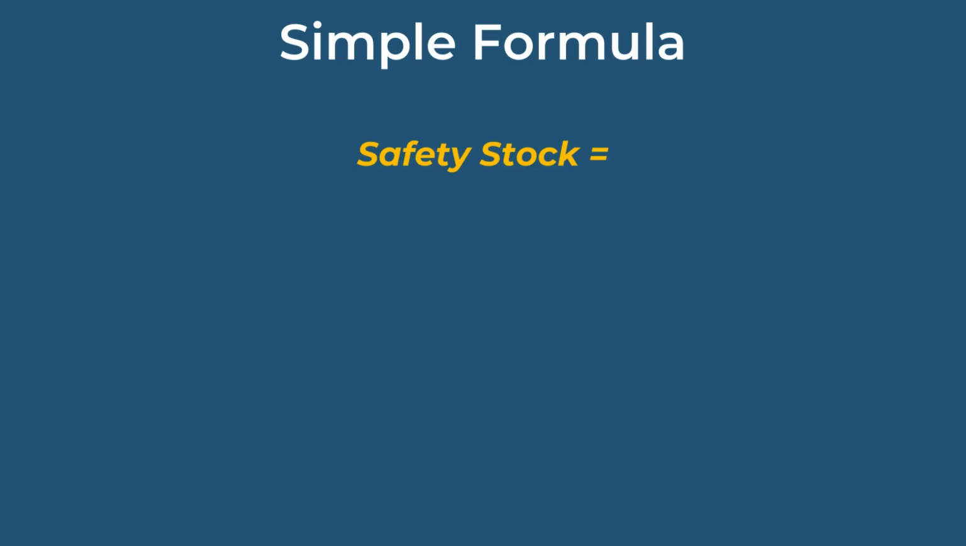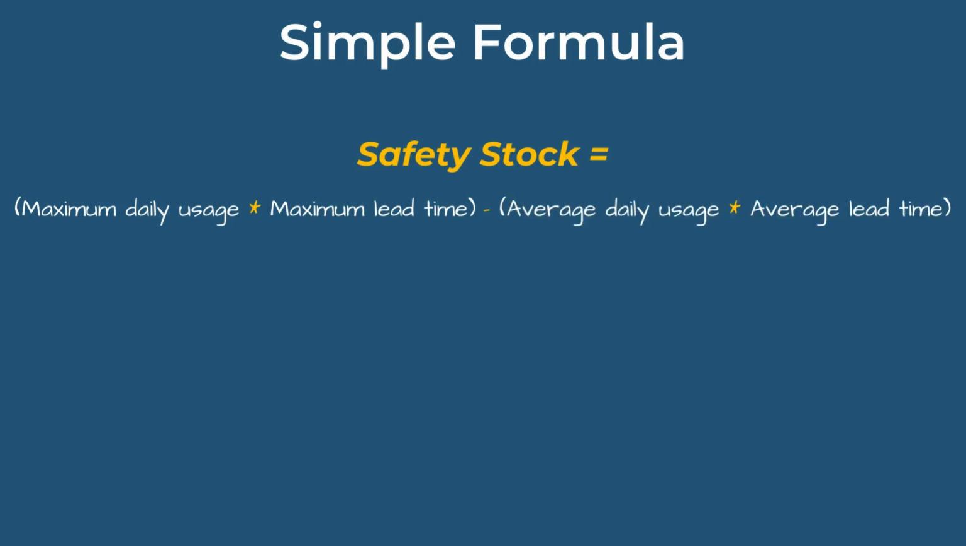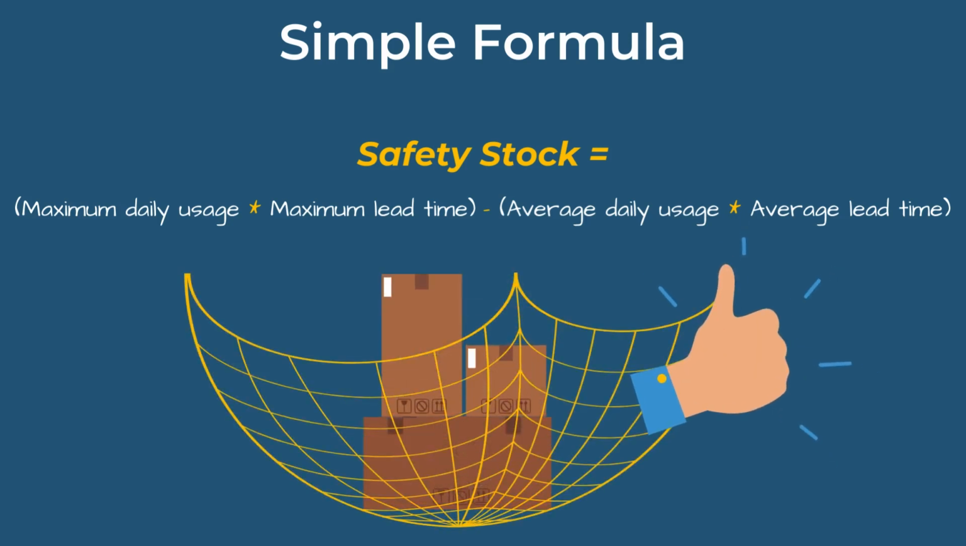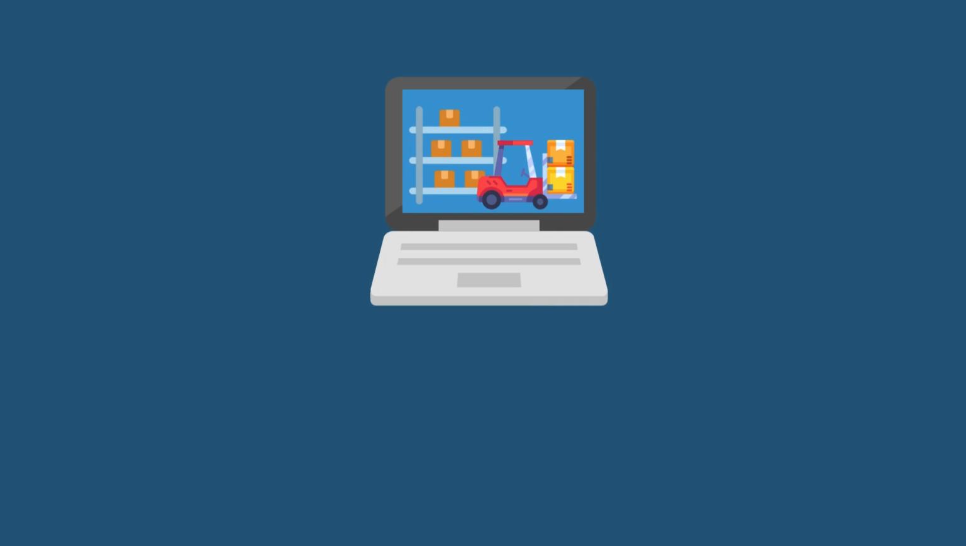We'll start with the basics, a simple formula that'll give you that just-in-case cushion you need. Maximum daily usage times maximum lead time, minus average daily usage times average lead time. Plug in those numbers and boom, you've got your safety net sorted. But we're not stopping there.